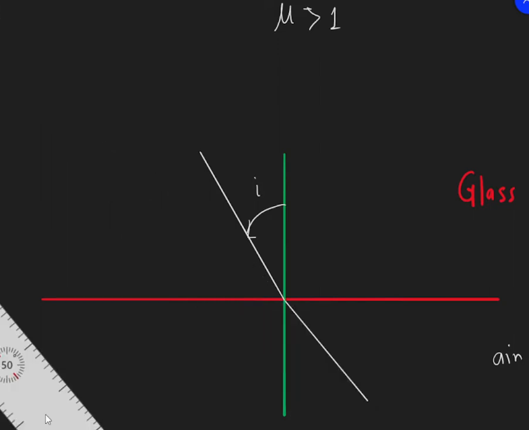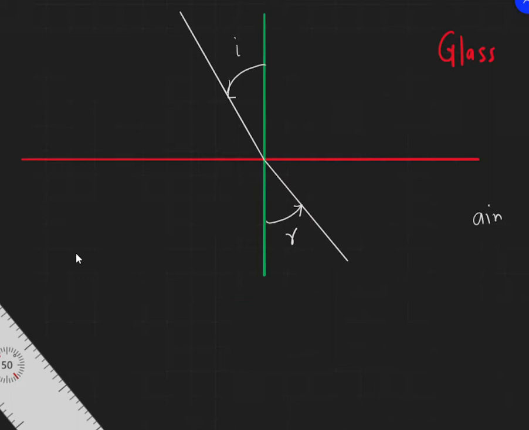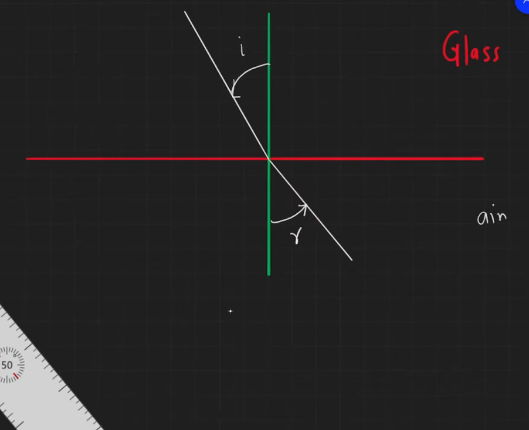Now this is 50 degrees with the surface, and therefore this will be about 40 degrees from the normal. So the angle of refraction is now more than the angle of incidence. So in this case, what we can write is mu equal to sine i divided by sine r.